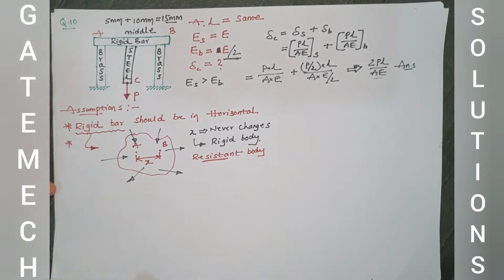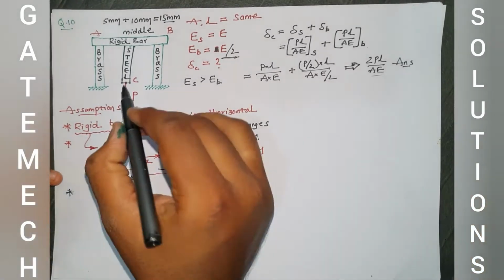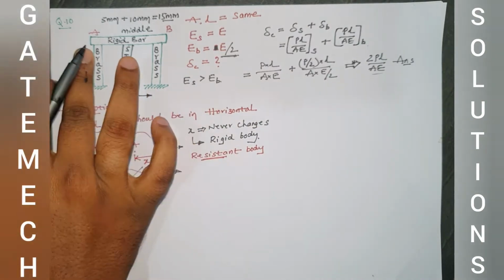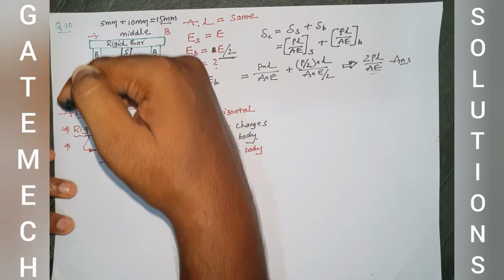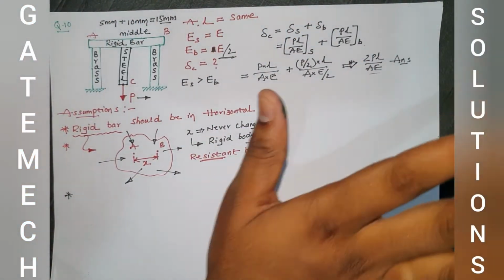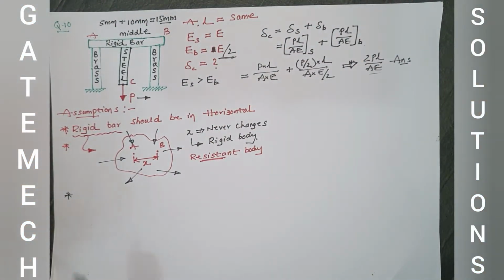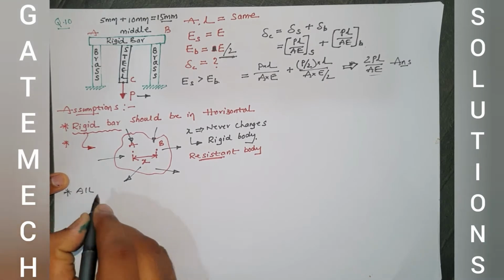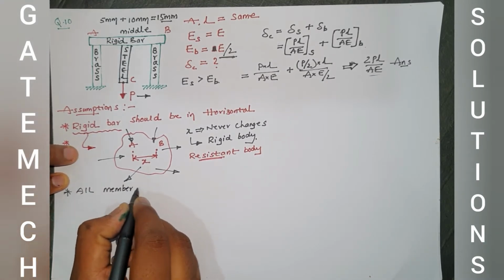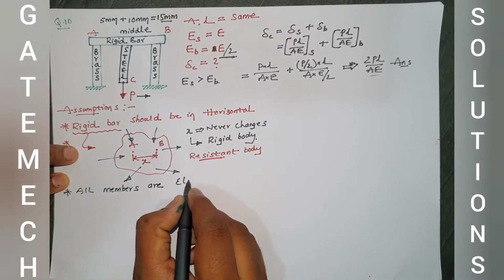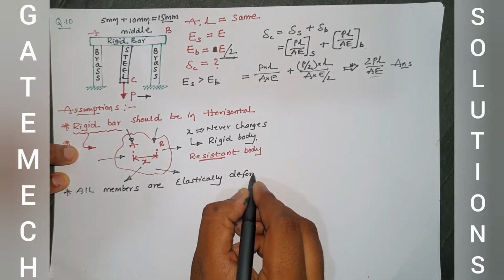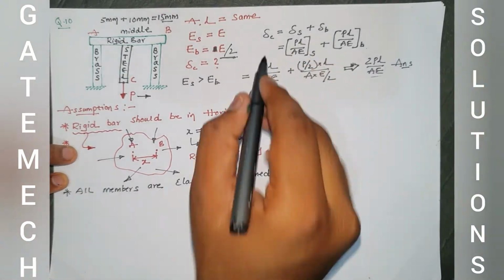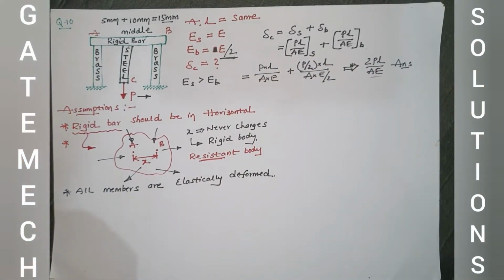Now, one more assumption that we need to consider. Because of this application of load, whatever deformations are happening inside the steel and brass materials, those will be in the elastic region only. So all members are elastically deformed. If the deformation is permanent, then these formulas should not apply. There will be another analysis, right?